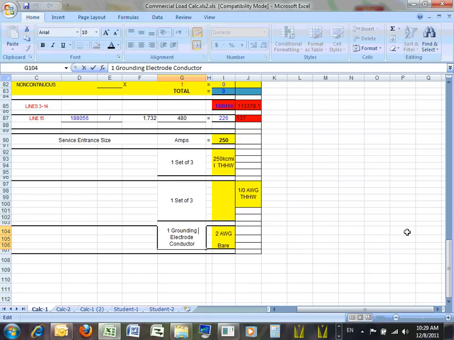Did we come up with two here? Two. So we came up with two. And now, is the 1/0 less than two? If it was less than two, you have to put two. It's not less than two, it's bigger than two, then we're good to go. That's why the 1/0 is here.